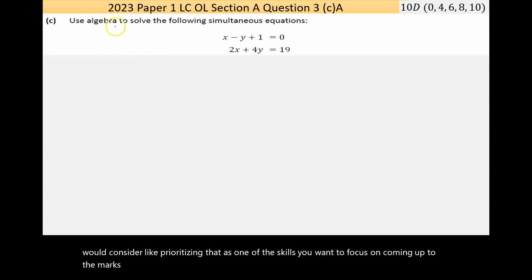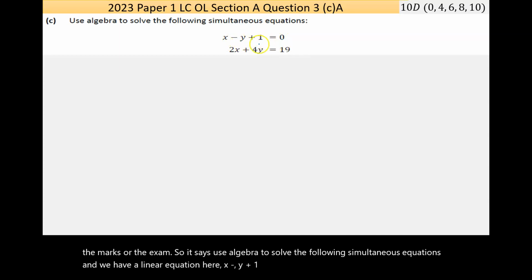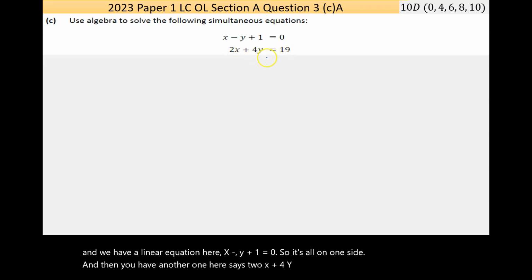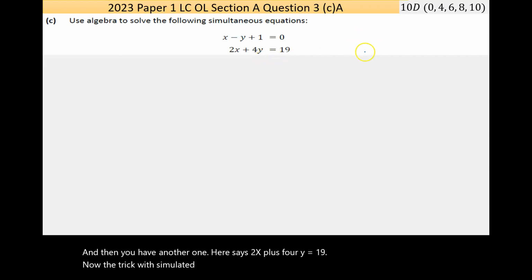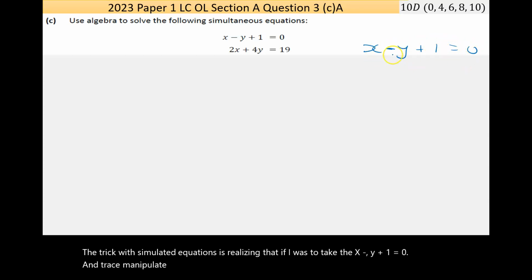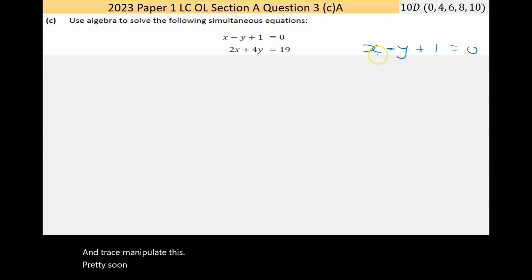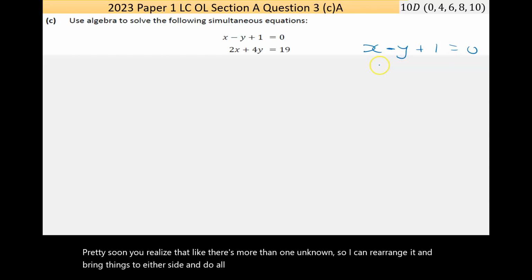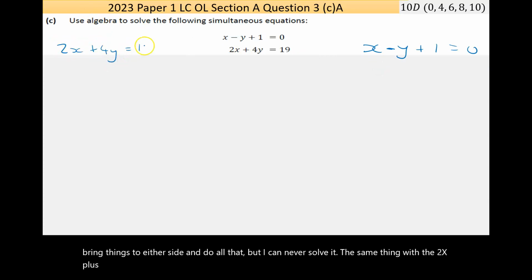So it says use algebra to solve the following simultaneous equations, and we have a linear equation here, x minus y plus 1 equals 0, so it's all on one side. And then you have another one here that says 2x plus 4y equals 19. Now the trick with simultaneous equations is realizing that if I take the x minus y plus 1 equals 0 and try to manipulate this, pretty soon you realize that there's more than one unknown. So I can rearrange it and bring things to either side, but I can never solve it. The same thing with 2x plus 4y is equal to 19.